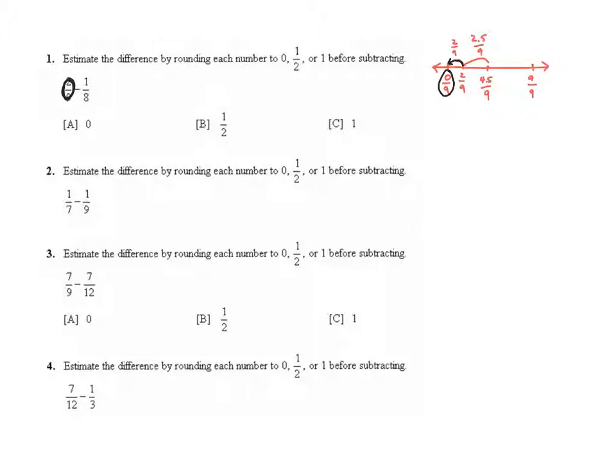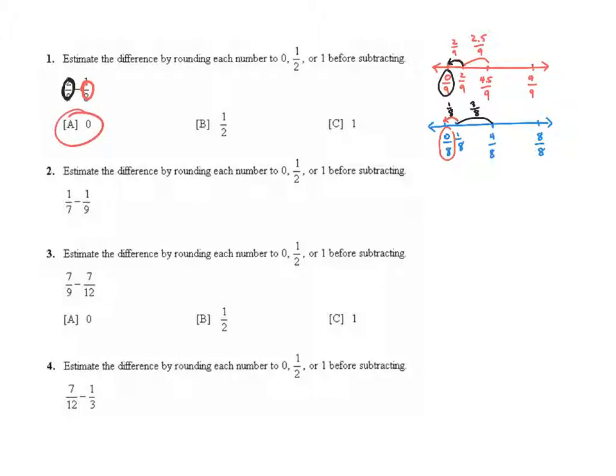I'm going to then do the same thing with 1/8. And after you do these just a little bit, you'll be able to do them in your head without drawing a number line. But for these problems, I'm going to go ahead and draw a number line out. So half of 8/8 would be 4/8, and 1/8 would be way over here. It would only be 1/8 away from 0, and it would be 3/8 away from a half. So therefore, it would be closer to 0, so we'd round it to 0 as well. So now our problem is 0 minus 0, which is 0.